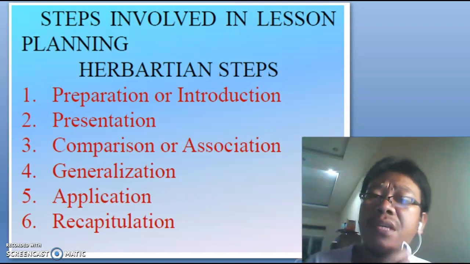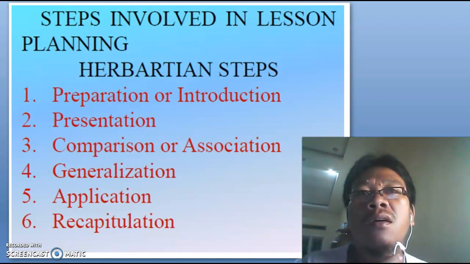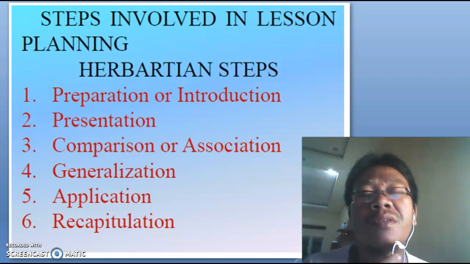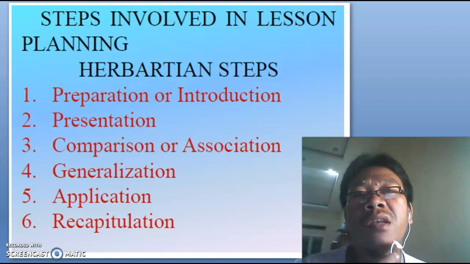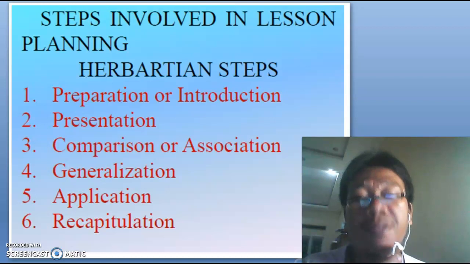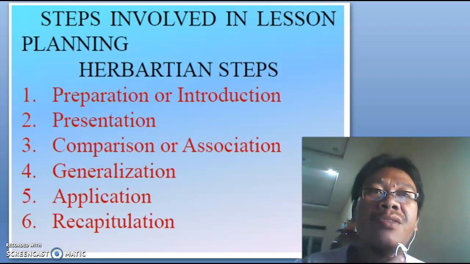Well, now we continue to the next step, comparison or association. You need to demonstrate some examples to your students. Some examples are given to the students, and they are asked to observe the examples carefully. Ask them to compare the examples. This step is important, where some definition or some generalization is to be induced from the students.